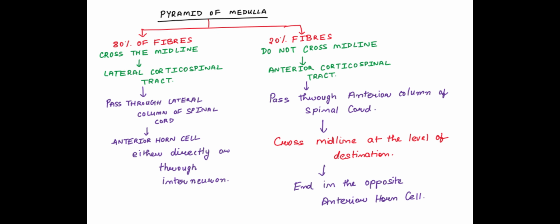On reaching the pyramid, 80% of fibers cross the midline and descend as the lateral corticospinal tract, pass through the lateral column of the spinal cord, and end in the anterior horn cell of the spinal cord, while the other 20% of fibers do not cross the midline and descend as the anterior corticospinal tract, then pass through the anterior column of the spinal cord, then cross the midline at the level of destination, and end in the opposite anterior horn cell.